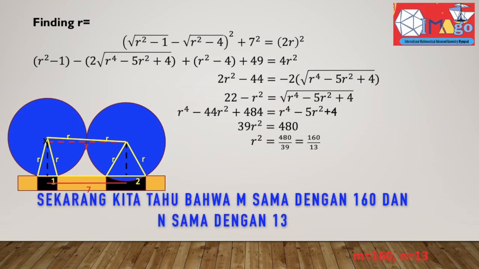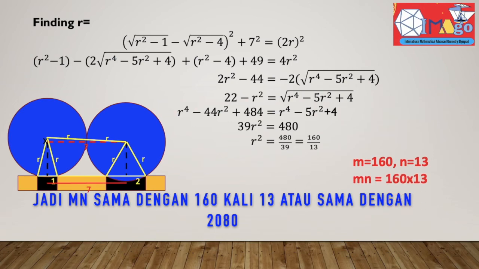Now, we know that m is 160 while n is 13. Hence, mn is equal to 160 times 13, which is equal to 2080.